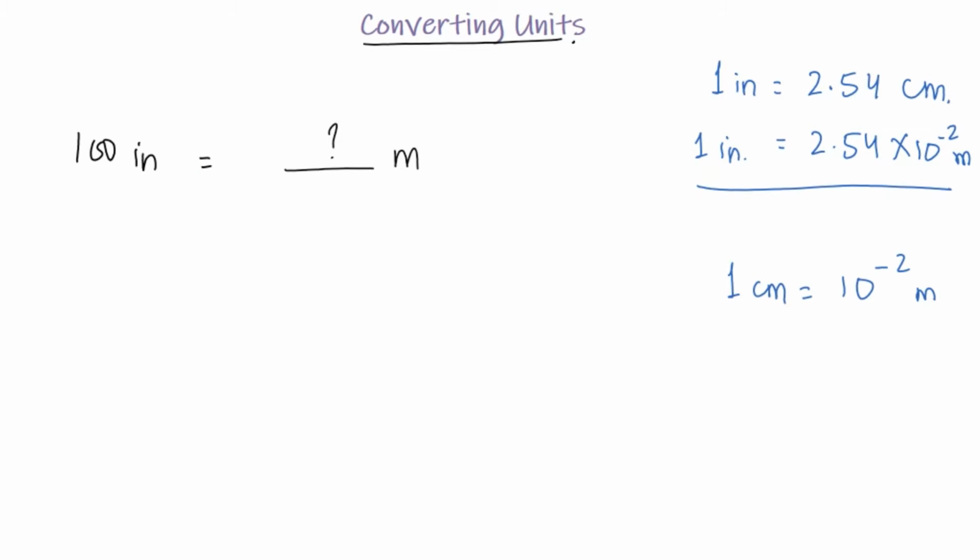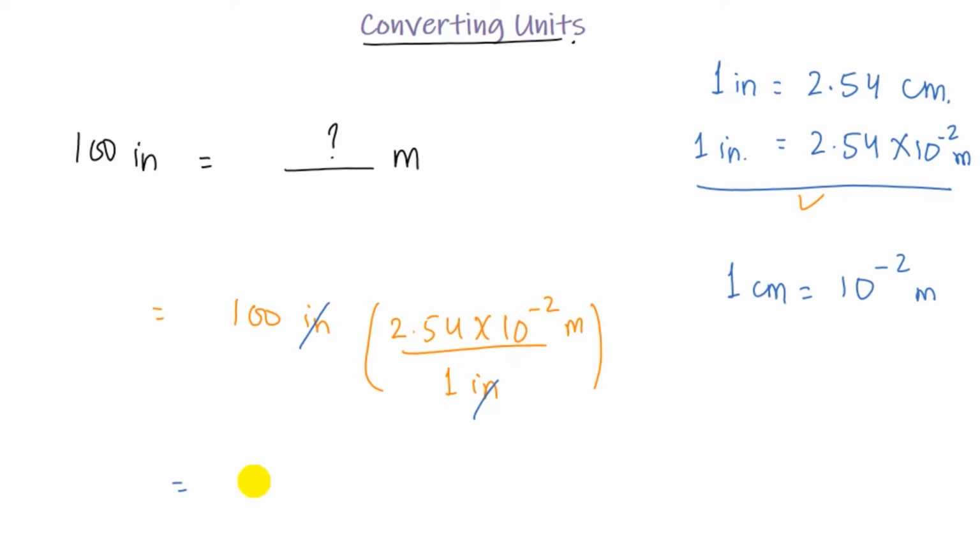So we need to convert 100 inch to meters. So we're going to write 100 inch as it is. Now we need to convert inch to meters. So 1 inch is equals to 2.54 times 10 to the power minus 2 meter. From here we can write that 1 inch is equal to this much. Now this inch and this inch will cancel out, and we are left with meters.